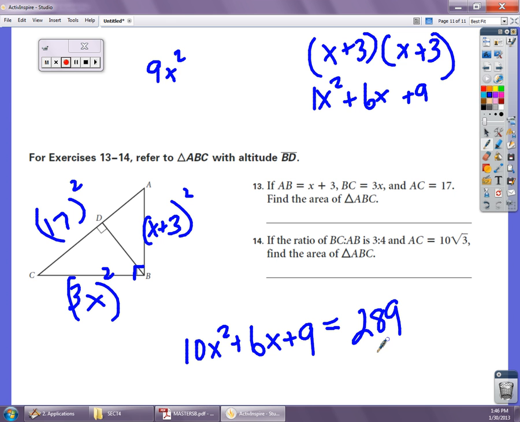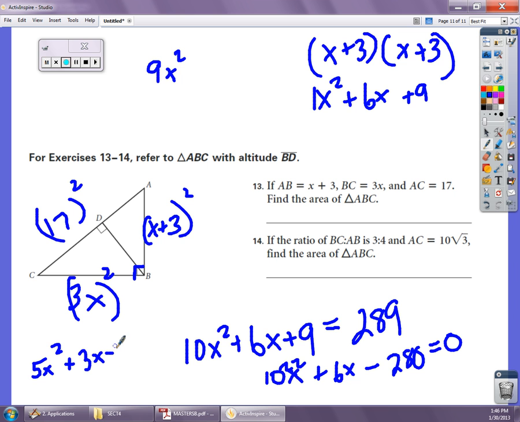So right now I have a quadratic because I have an x squared. I can't just square root everything because there's another x involved. So I'm going to have to move over the 289. So I have 10x squared plus 6x, and if I subtract 289 on both sides, you end up with a negative 280, which equals 0. Now, all these are even numbers, so I'm going to go ahead and divide them by 2. 5x squared plus 3x minus 140 makes my numbers a little more manageable, equals 0.